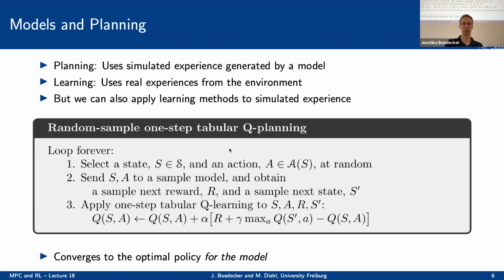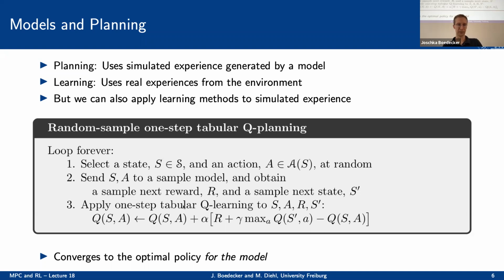Okay, and that's one way to do that. A simple way that we could do is this so-called random sample one-step tabular Q planning, where we just loop in an infinite loop. We select the state S and an action at random. Then we would send S and A to some sample model that would predict the most likely next state, and also sample reward. So S prime and R come from this model that we're learning.